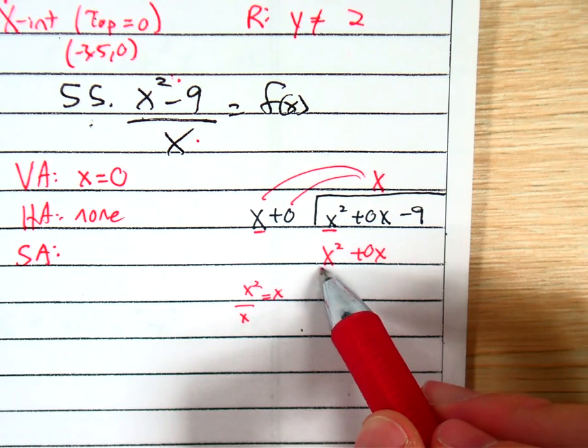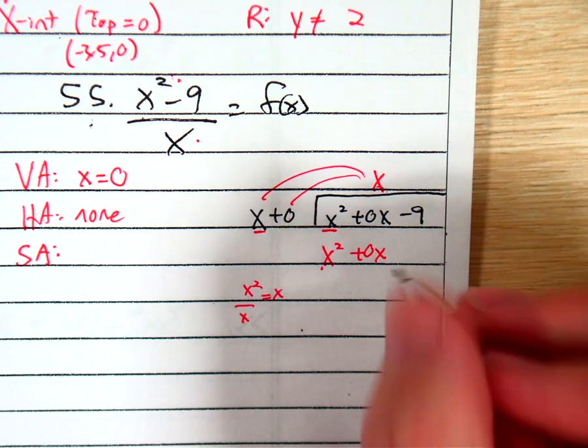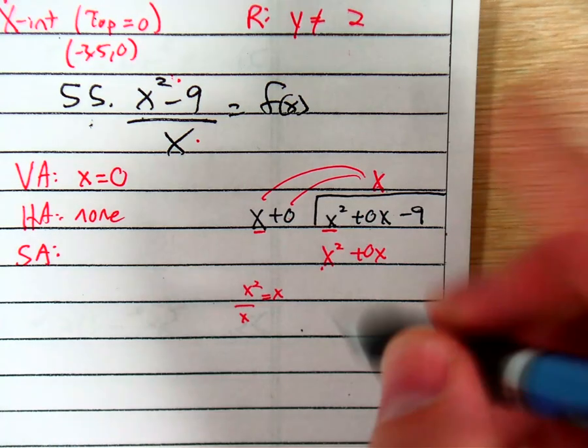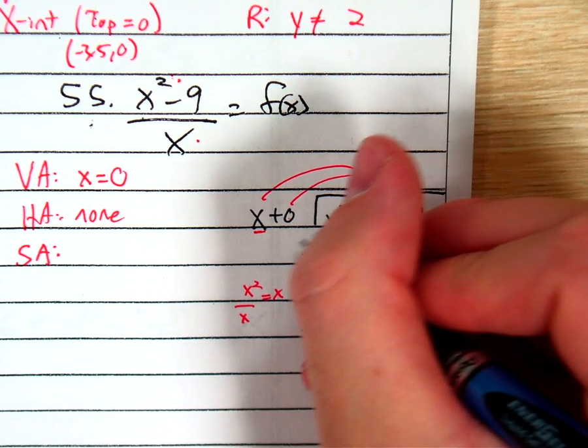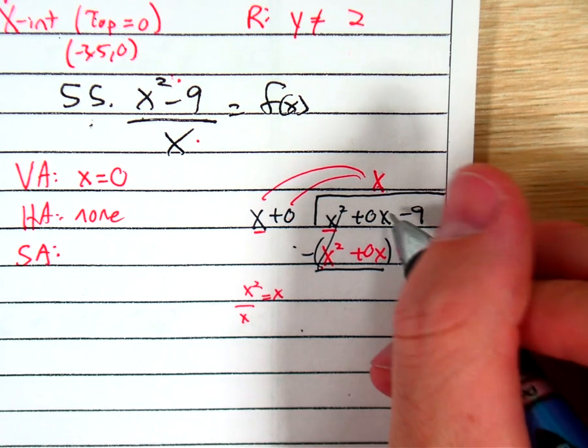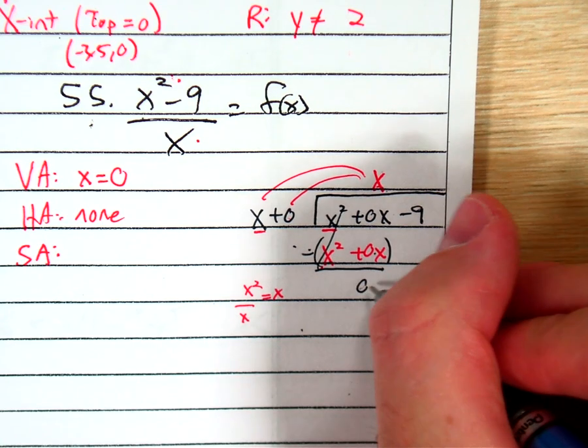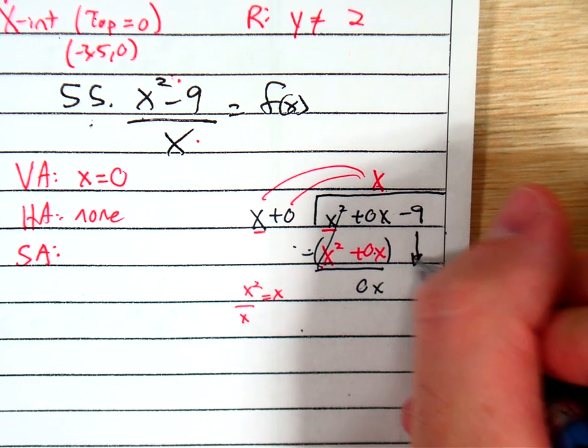X times x is x squared. X times 0 is 0x. In long division, we subtract down. X squared minus x squared cancels out. 0x minus 0x is still 0x. And we bring down the negative 9.